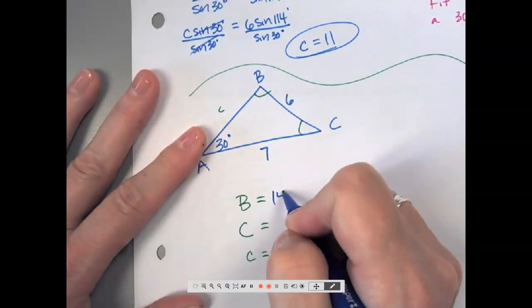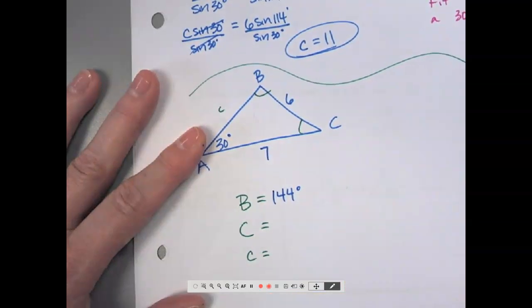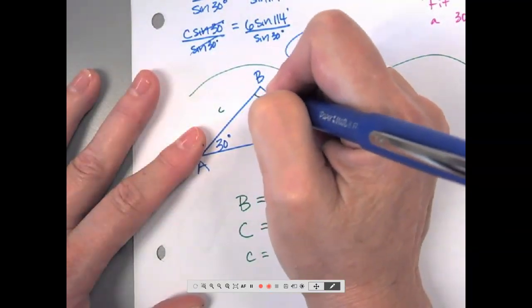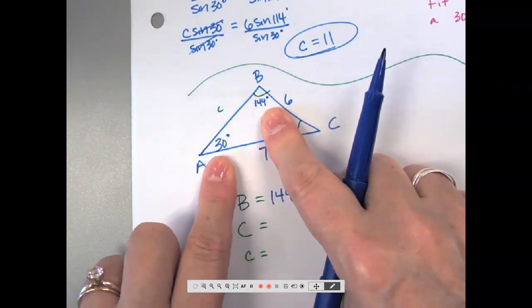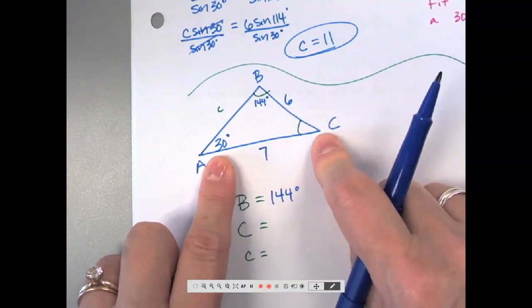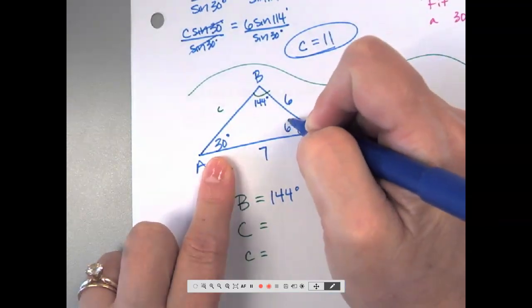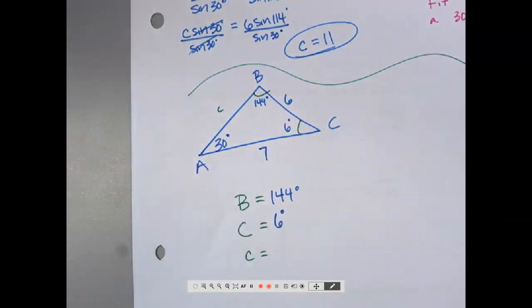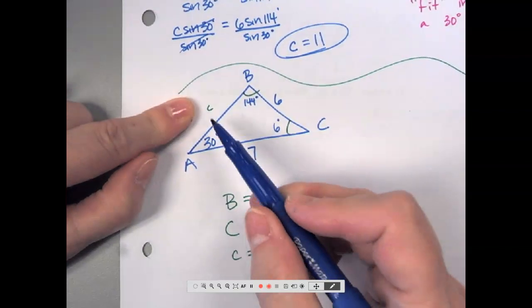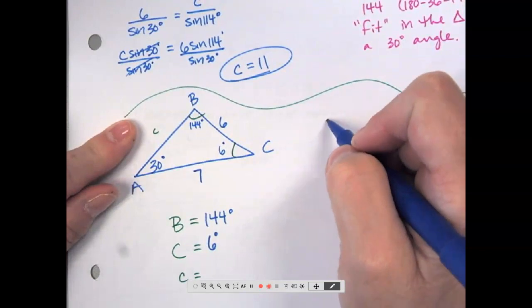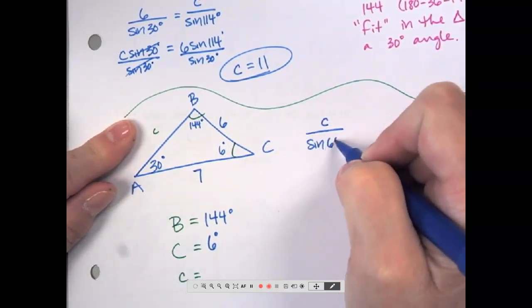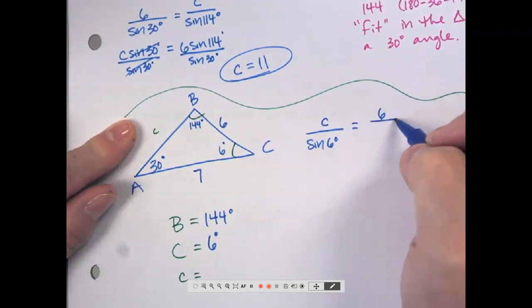So I'm going to say, well, actually, B could also be 144. Okay, if that's true, then these add up to 174, leaving how much for angle C? 6 little bitty degrees. But we had enough left over for a third angle. And then we'll use law of sines to find this C. Now this should be much smaller because it's opposite a 6-degree angle. So I'm going to say C over sine 6 equals 6 over sine 30.